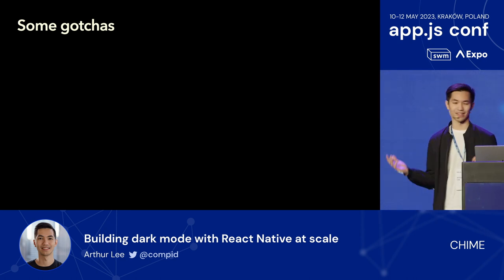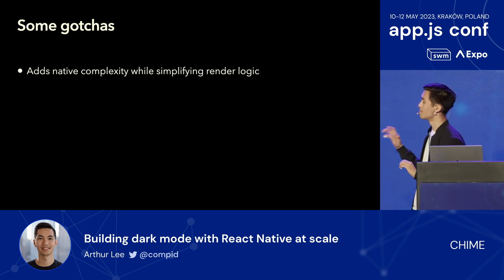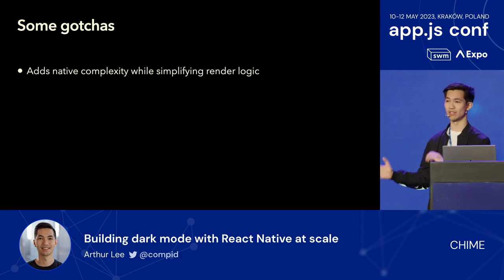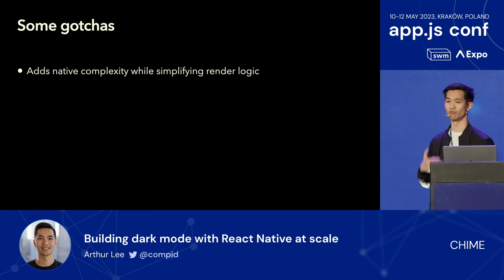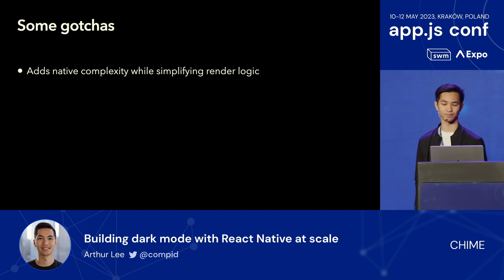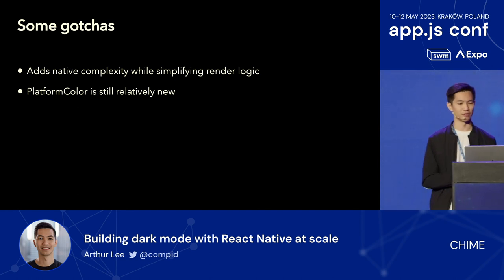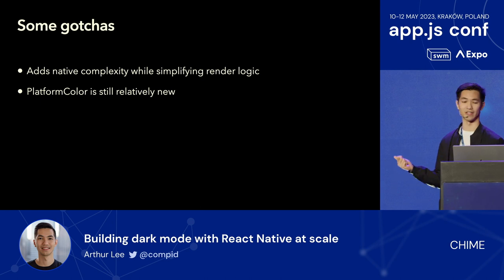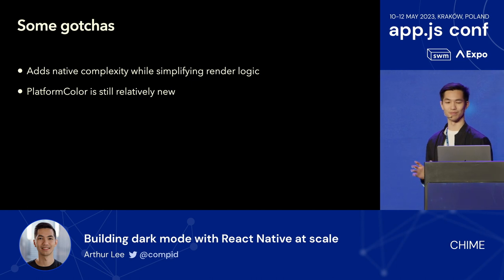But like any engineering decision, there are trade-offs. So here are some gotchas with platform color. It does add some native complexity. With the traditional example, everything was laid out in the React component, so you can really easily understand what's going on. Here, that complexity is hidden away in this mysterious color object that people might not expect. Platform color itself is relatively new, even though it came out quite a few versions ago. But there were still bug fixes up till as recently as React Native 70. So be aware of that.